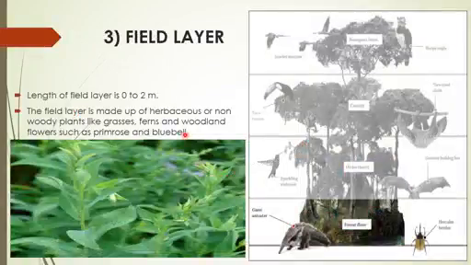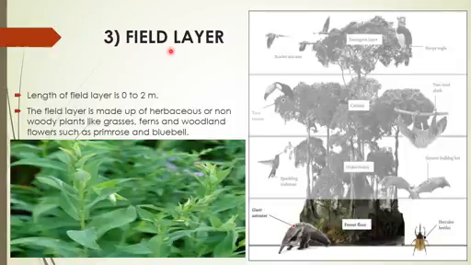Okay, now coming towards today's main topic, that is the field layer. We will continue from here. The height of the field layer is 0 to 2 meters. It means that from the ground the maximum height can be 2 meters, or 2.5 sometimes. The field layer is made up of herbaceous or non-woody plants like grass, ferns and woodland flowers such as primrose and bluebells.